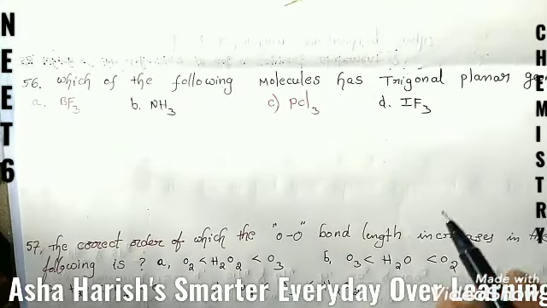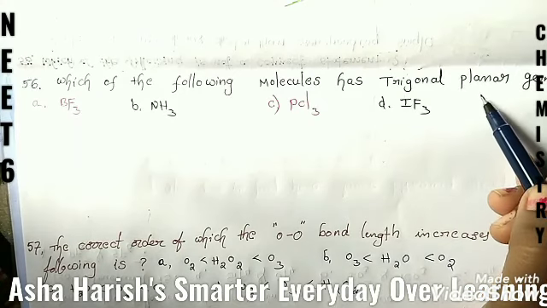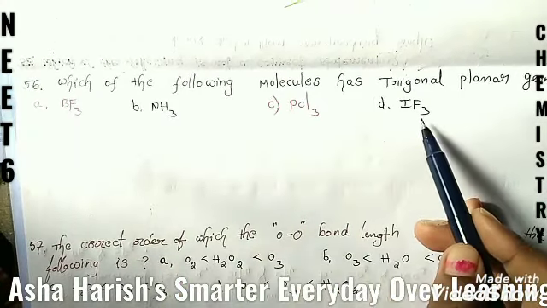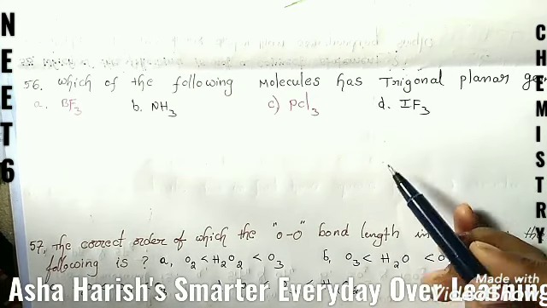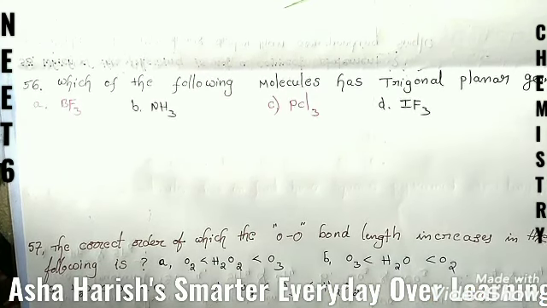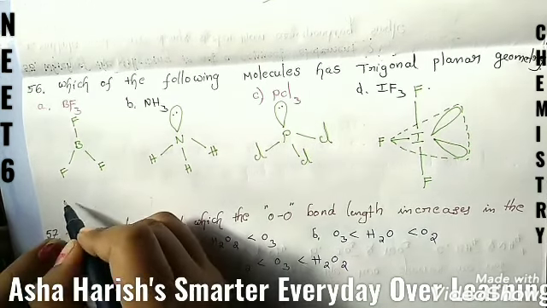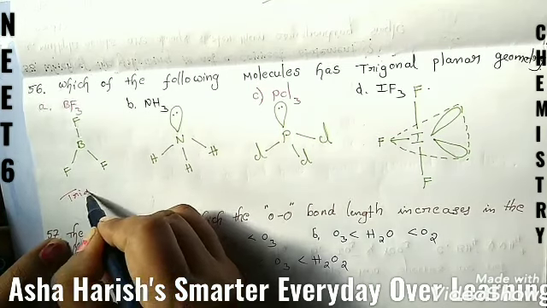What we have the next one? Which of the following molecules have trigonal planar geometry? Here for all of these BF3, NH3, PCl3, IF3, these molecules structure I am going to draw here. You can observe. The first one we have here, BF3 molecular structure. This is trigonal planar.